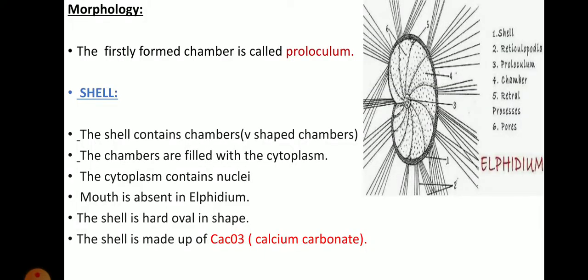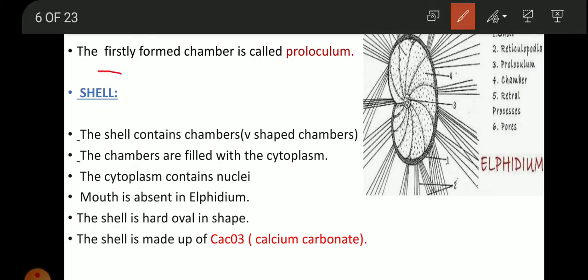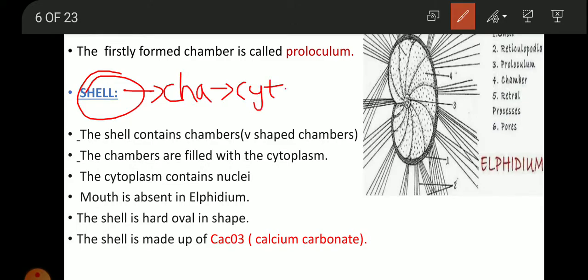Okay, so let's see its morphology. Morphology means whatever the internal structure is, it is called morphology. Inside the morphology we have shell, then chambers, then cytoplasm. After the shell we'll be seeing chambers, then after chambers we'll be seeing cytoplasm, and after cytoplasm we'll be seeing pseudopodia. This is the flow we go in.